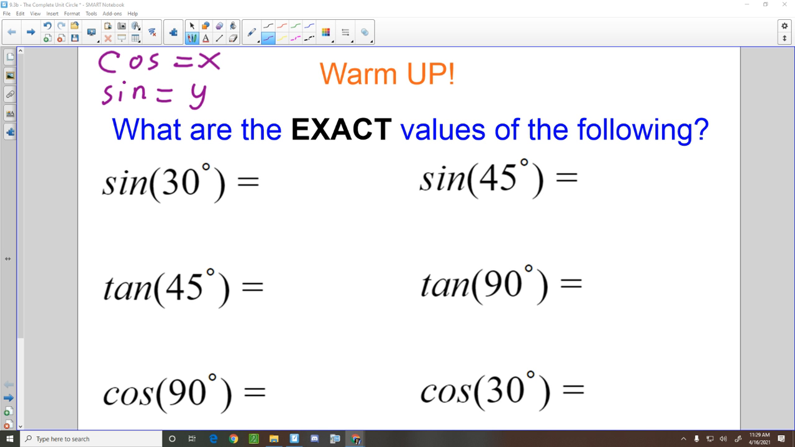All right, so these exact values, if you know the coordinate, well then the cosine of the angle is just the x, the sine of that angle is just the y coordinate, and then also we have the tangent. And if you remember SOHCAHTOA, tangent is simply the opposite over the adjacent, or the y divided by the x coordinate.